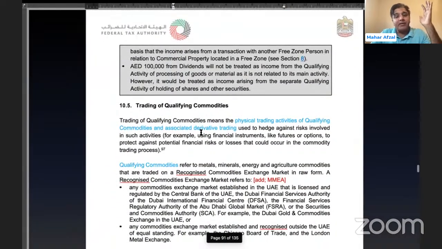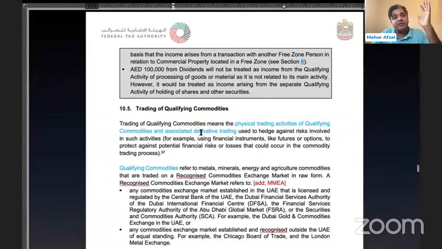Trading of qualifying commodities. This was another area where we were looking for some sort of clarification. The question was basically these commodities, if these are being traded only through the electronic mode, like there are different exchanges across the globe, and from the exchanges you can buy and sell from the commodity exchange, you can buy or sell the commodity. Only the commodity that is being bought or sold from the exchanges, will that fall under the qualifying commodity, or if the transaction is being made out of the exchange, will it fall under the qualifying commodity?